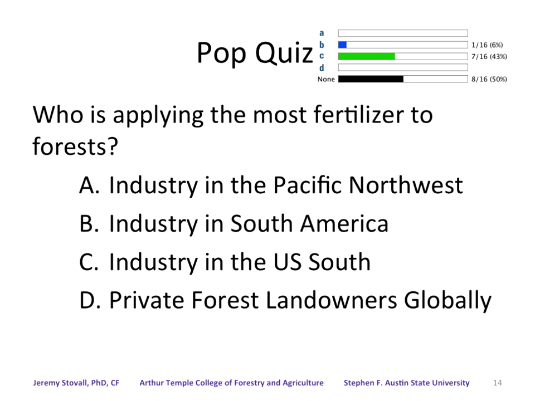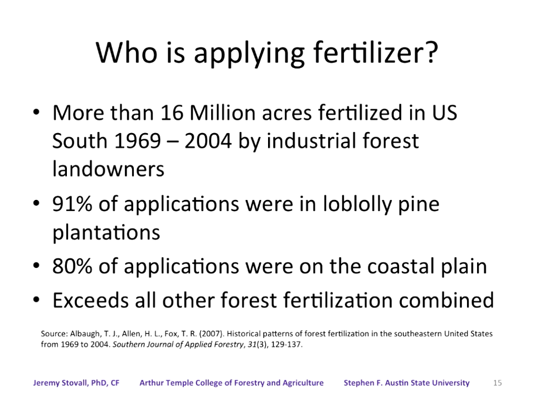So if we look at some of the data, let me flip to the next slide. This is from Tim Albaugh, Lee Allen, and Tom Fox's 2007 paper, which did a great job addressing the state of forest fertilizer application in the U.S. South. From 1969 to 2004, we fertilized 16 million acres of forests in the southern United States. Keep in mind, at the time, there was somewhere in the vicinity of 25 to 32 million acres of loblolly and slash pine plantations. By the mid-2000s, it was about 32 million acres. Now I think we're at about 34, 35 million acres. So basically, we fertilized half our pine plantations in the U.S. South.